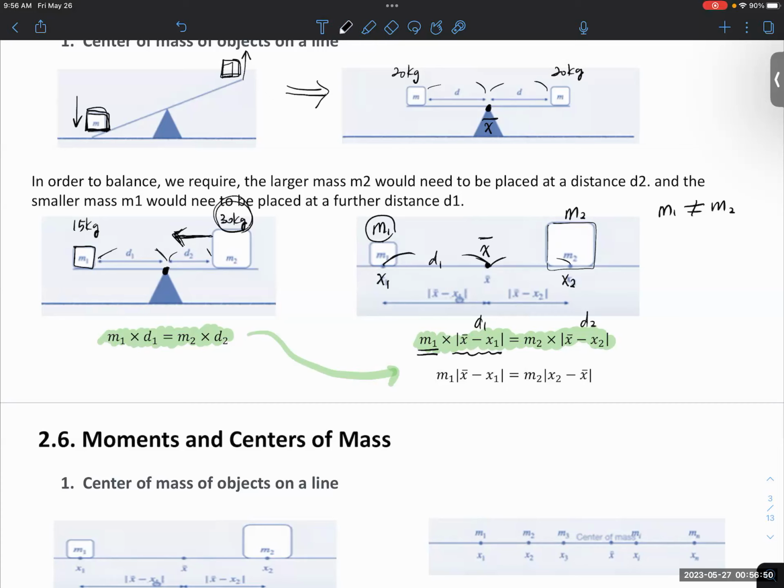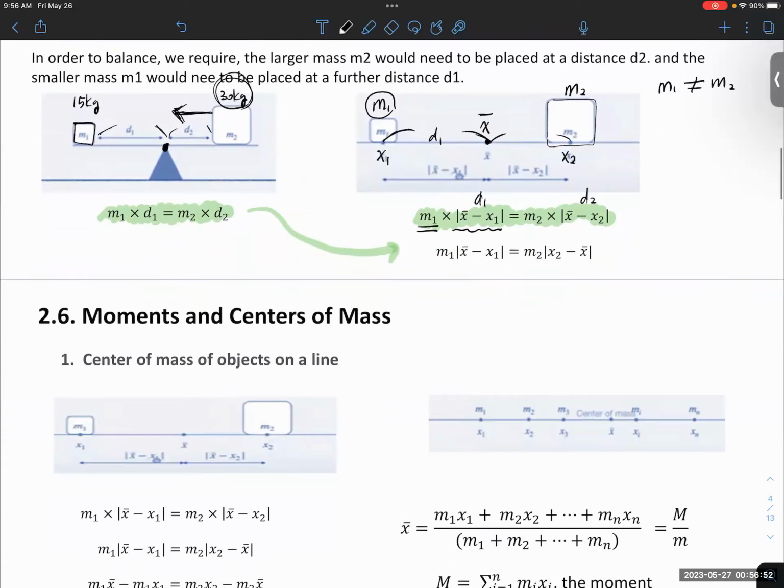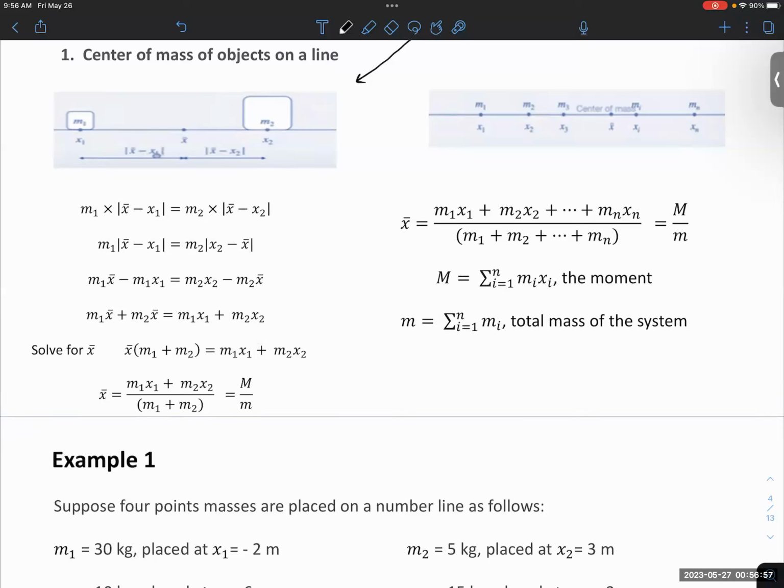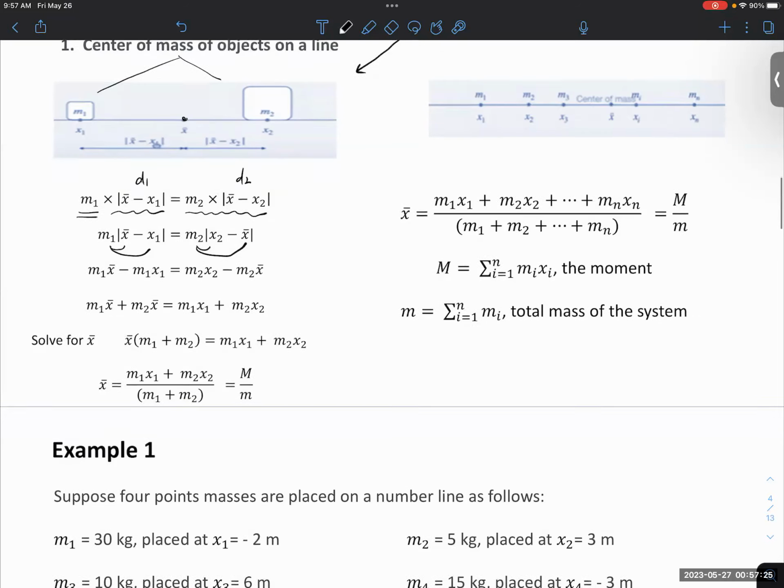Now I'm going to keep developing this idea. We're going to solve this equation. We have two different items and I want to find the balancing point. We know that m1 times x bar minus x1 is d1, and m2 times x bar minus x2 is d2. Now I'm going to use the distributive property. That gives m1 times x bar minus m1 times x1 equal to m2 times x2 minus m2 times x bar. Are you following?